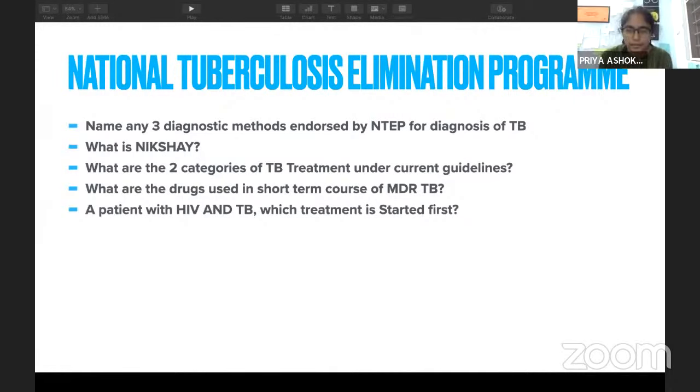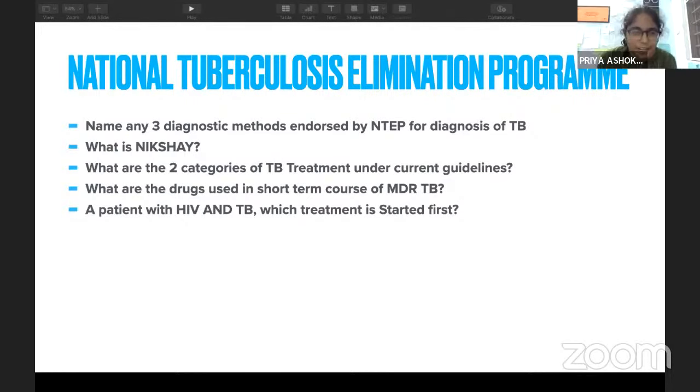What is NIKSHAY? NIKSHAY is a program, it stands for no tuberculosis. That's a program for TB. It deals with giving various incentives to the TB patients, like Nikshay Poshan. But what is NIKSHAY? It's a national level national tuberculosis identification number. You get an ID number for that. You will get registered for the same in the portal. I'll give you that. Fine.